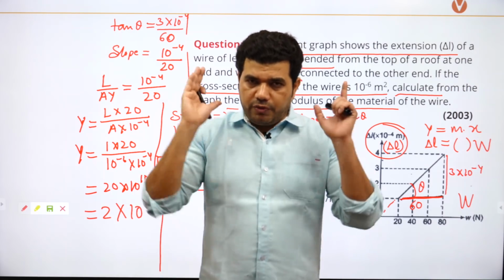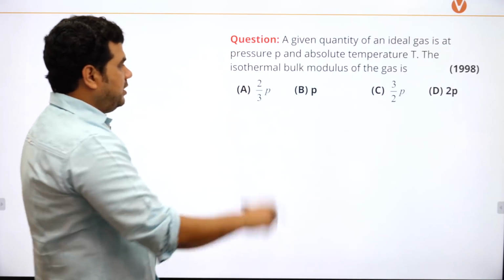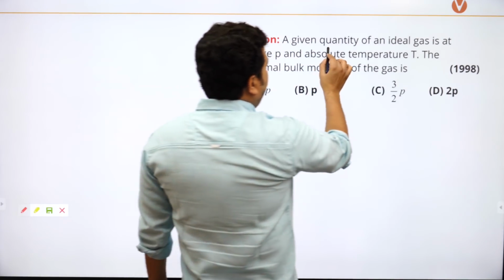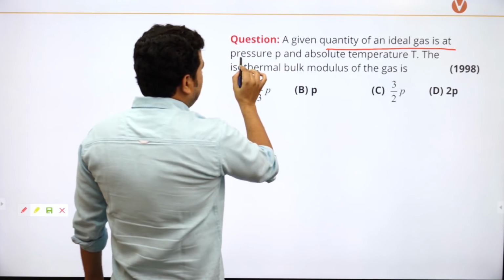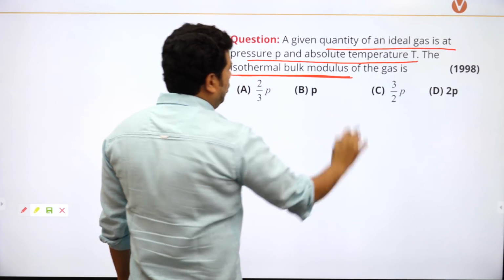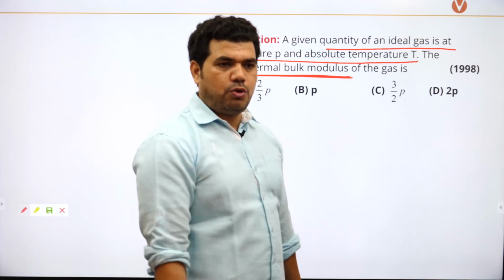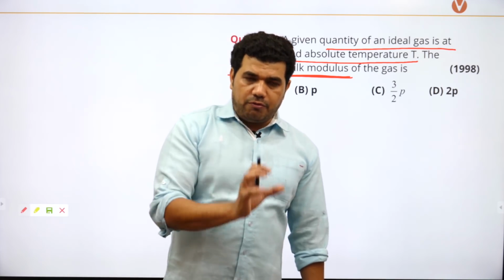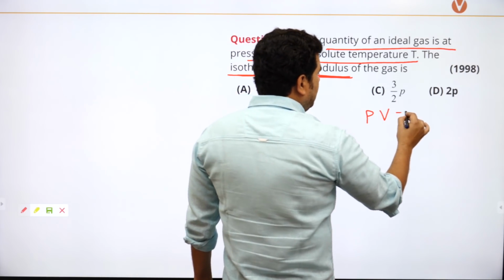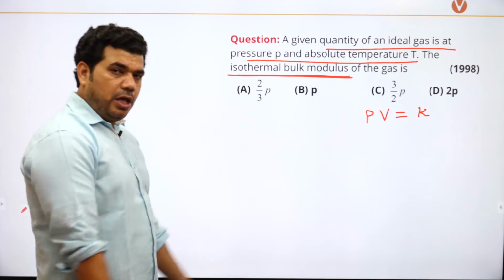Okay, so let's move. Let's see what's next here. So another question here, also a very good question. Given a quantity of an ideal gas, pressure P, absolute temperature T, isothermal bulk modulus. Isothermal means temperature constant. Temperature constant means what we can do? We can say PV is equal to constant K. What we have to find here? Just the bulk modulus.